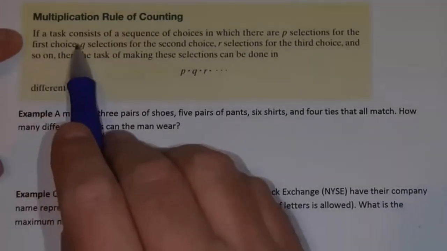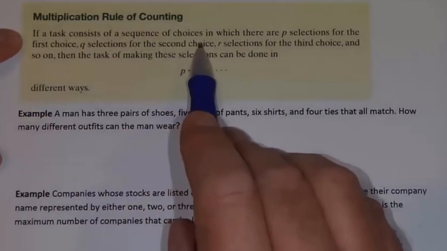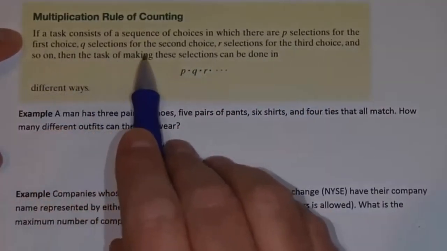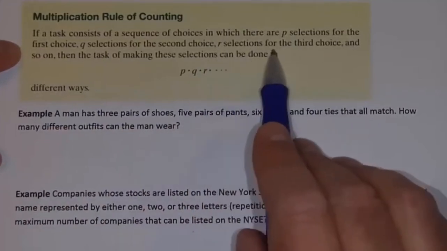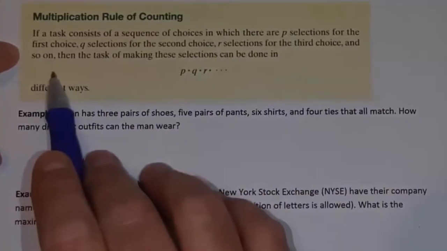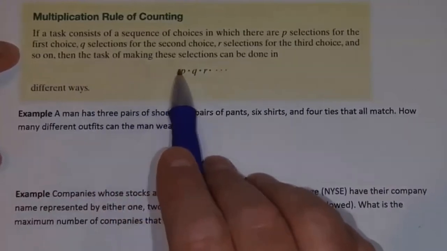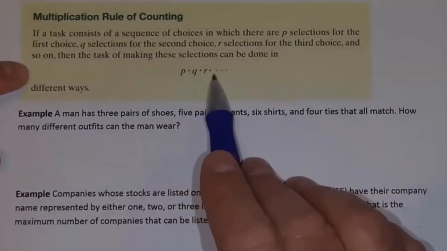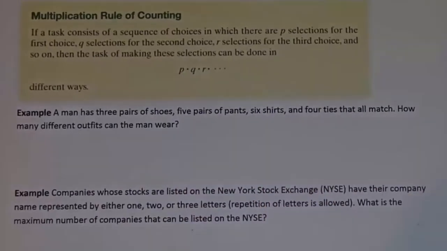So if a task consists of a sequence of choices in which there are P selections for the first choice, Q selections for the second choice, R selections for the third choice, and so on, then the task of making these selections can be done in P times Q times R times so on different ways. Now again, what we're talking about here is a scenario where we're completing a sequence and you've got to make a choice for each possibility.